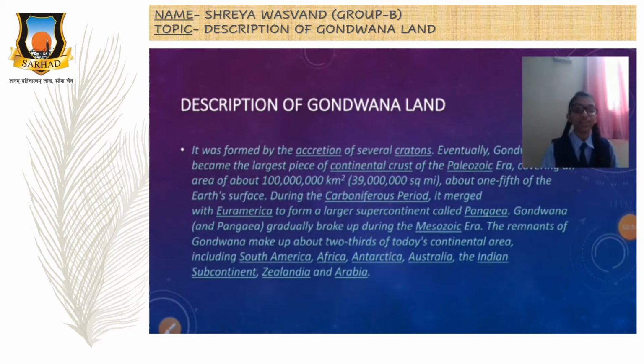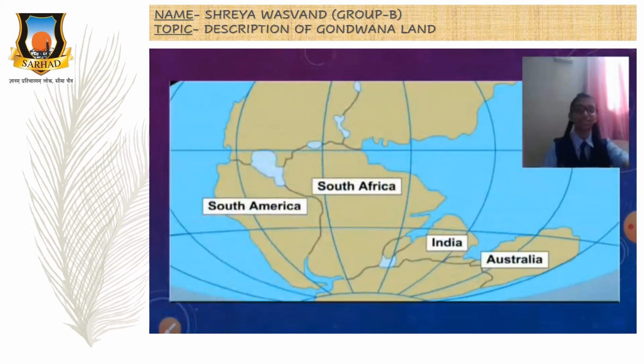Gondwana and Pangaea gradually broke up during the Mesozoic era. The remnants of Gondwana make up about 2/3 of today's continental area, including South America, Africa, Antarctica, Australia, the Indian subcontinent, Zealandia, and Arabia as well. Let's move ahead. South America, South Africa, India, and Australia. You can see these four as one single landmass.